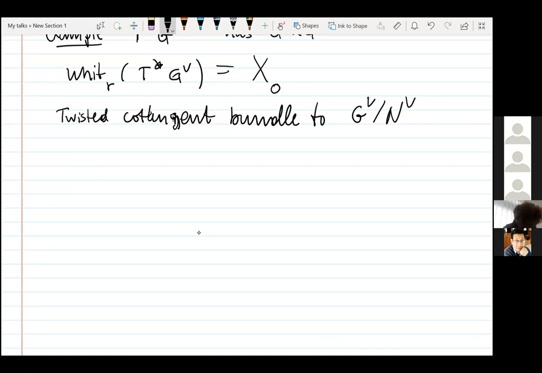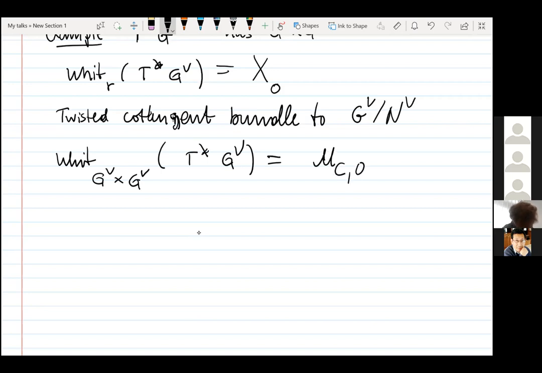And if you further take its Whittaker reduction on the left, so that means I can write it as the Whittaker reduction with respect to G check times G check of T star G check, then this is going to be the Coulomb branch corresponding to zero. And if you use this description with a Slodowy slice, you can actually show that this thing is also what is called the universal centralizer. So this is also the space of the following pairs (g, x), where g is in G check and x is in the Kostant slice, and they commute.